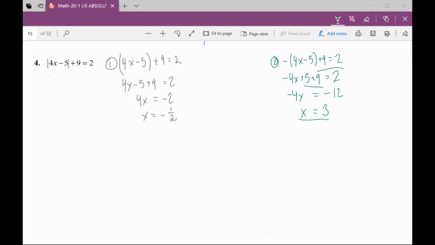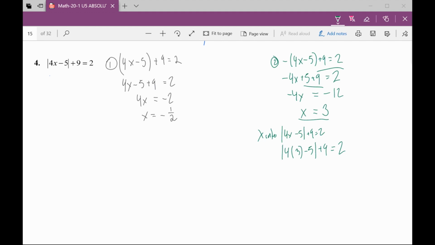And before we get too set in our ways, we should verify that. So I'm already in green. I'm going to plug x into the absolute value of 4x minus 5 plus 9 equals 2. So working this out, we're going to get the absolute value of 4 times 3 minus 5, plus 2 outside the absolute value sign, and then 2.